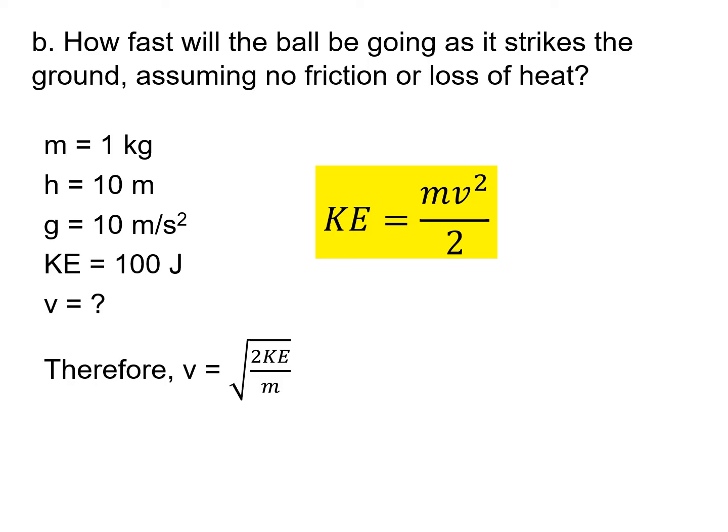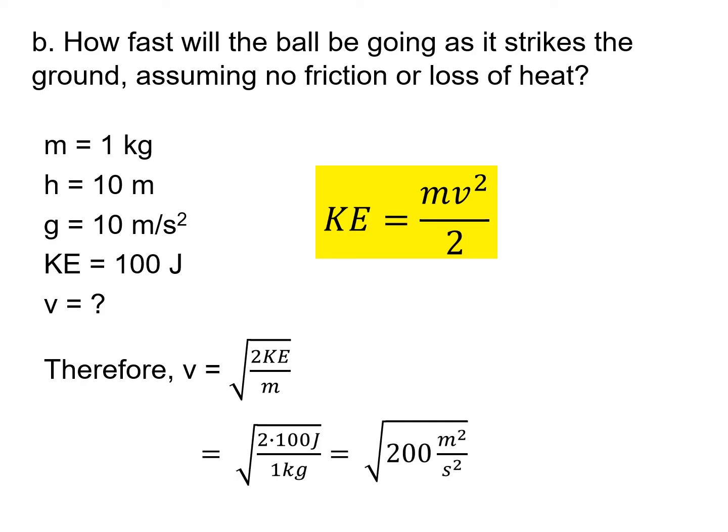So the speed of the ball must be the square root of 2 times the total kinetic energy, divided by the object's mass. In this case, that would be 2 times 100 joules divided by 1 kilogram. Now, just for fun, I'd like for you to pause the video here and do this calculation on your calculator to make sure you know how to get a square root.